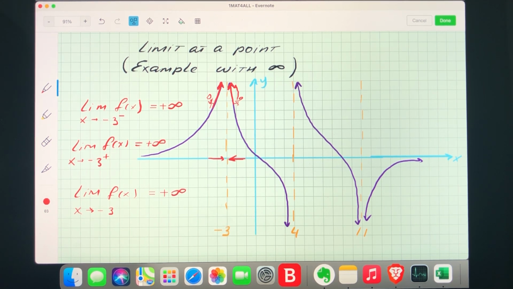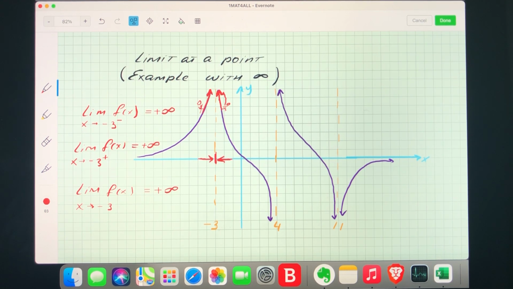Even though at -3 we have a break, we have a vertical asymptote, the limit does not ask for the value at the point. It's only asking, as I'm getting really close to it from the left or really close to it from the right, what is that height going to be? And so here are the answers.